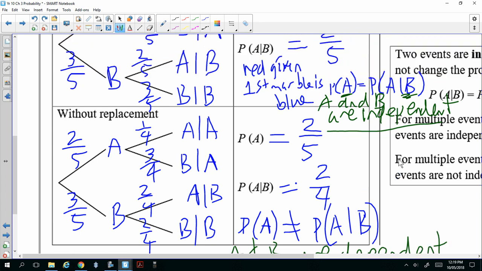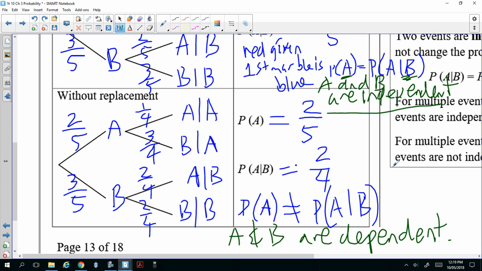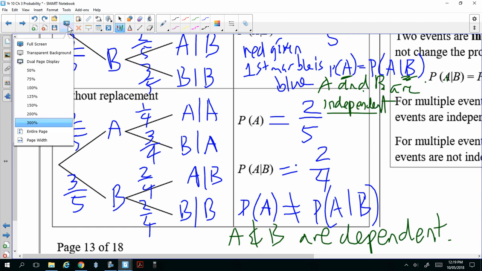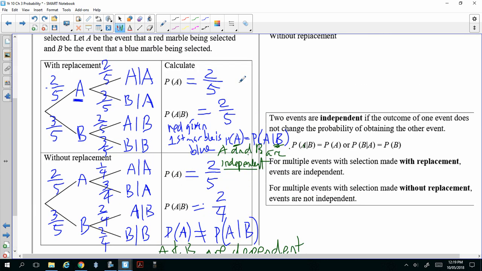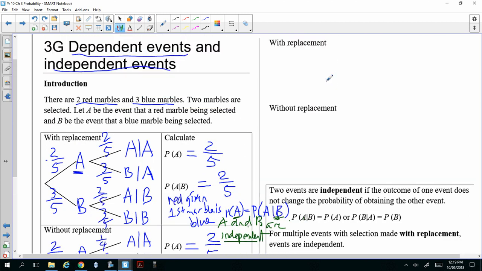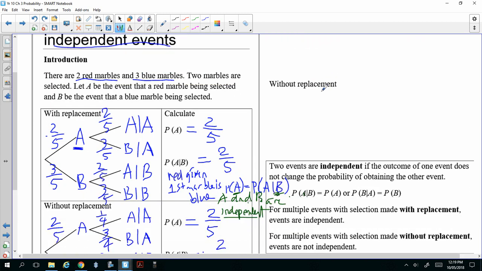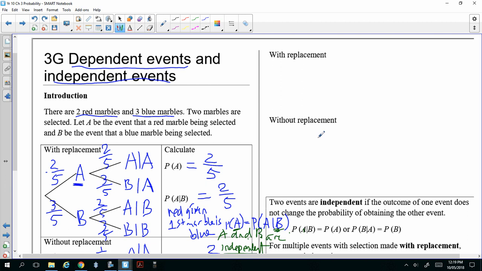Let me write this clearly because it's a bit hard to read. Let's write here, are independent. Okay, so that's the meaning of dependent and independent events. That explains this simple problem. Let's write it back again.